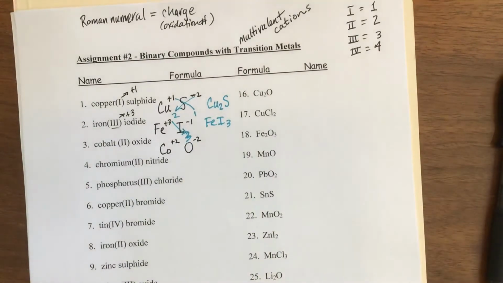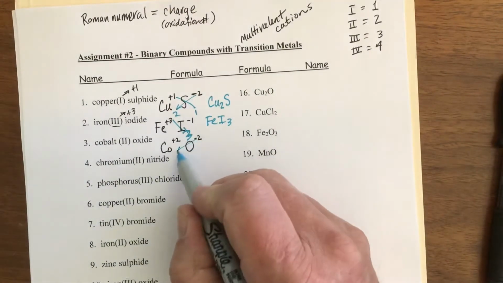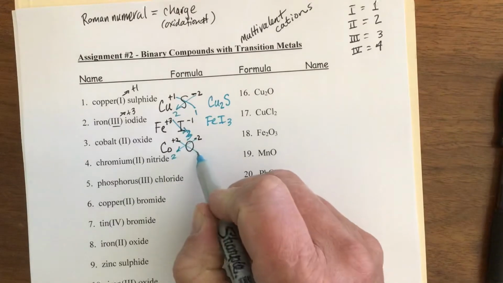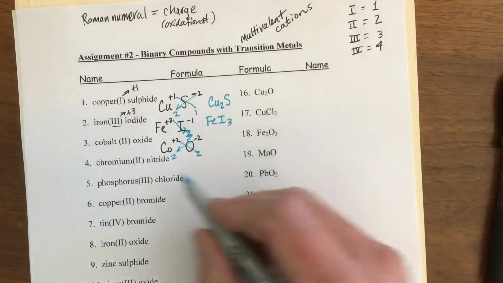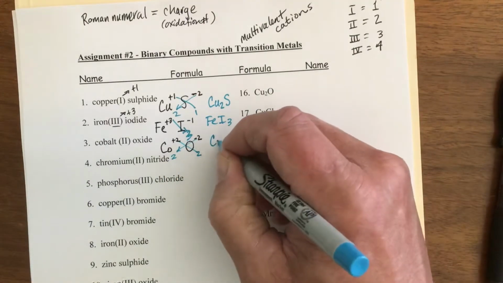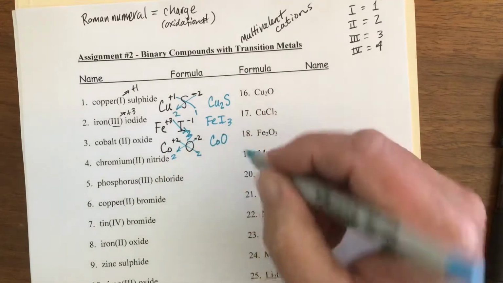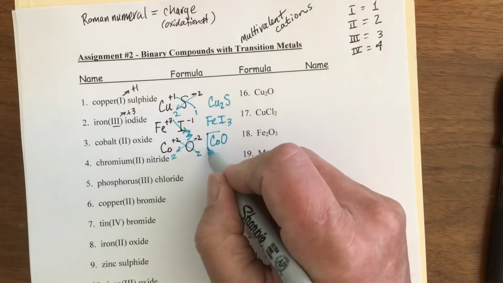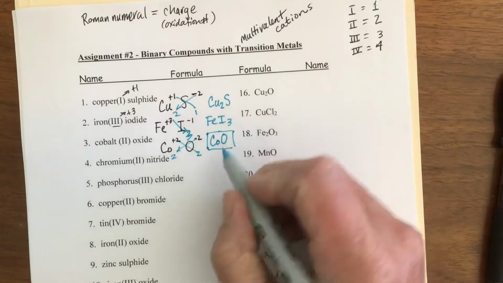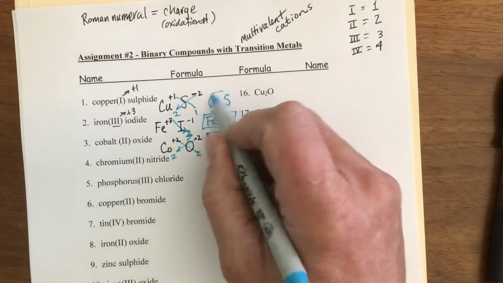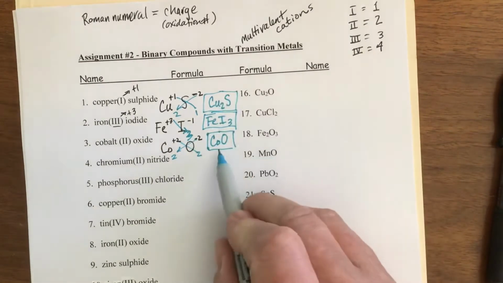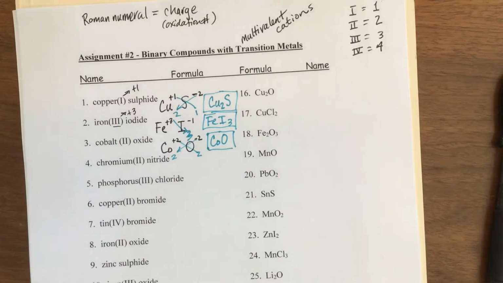Now we are going to crisscross our charges. A 2 and a 2. Can we simplify that? Why, yes we can. So this is going to be CoO. This is one reason why it's very important for you to put capital and lowercase letters. Okay? So it has to be a lowercase letter there. All right.